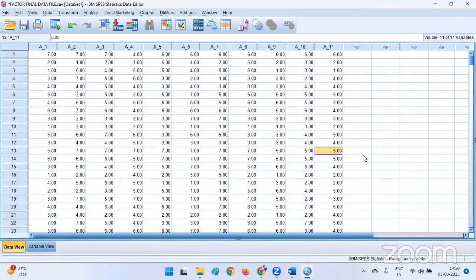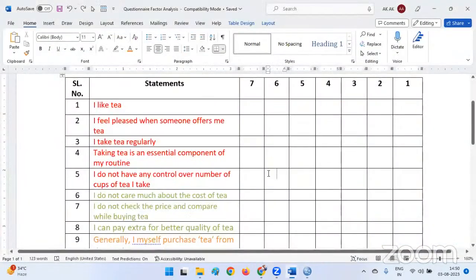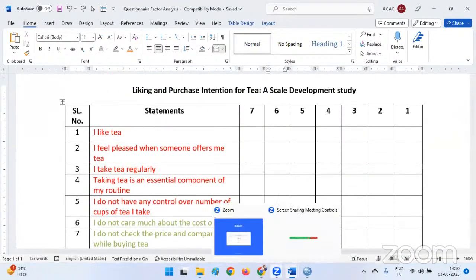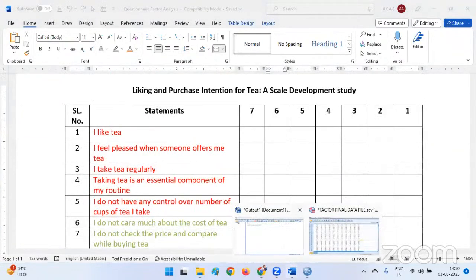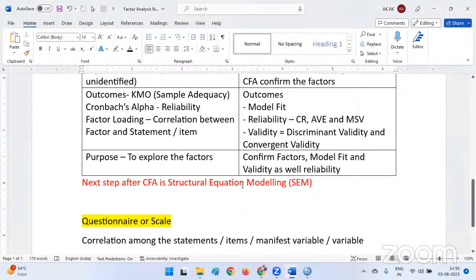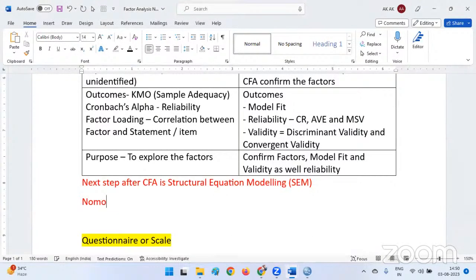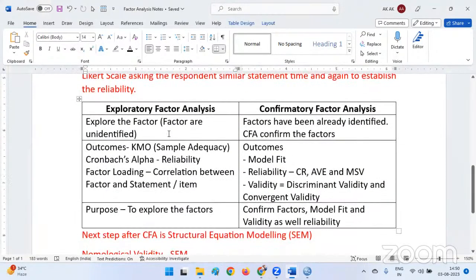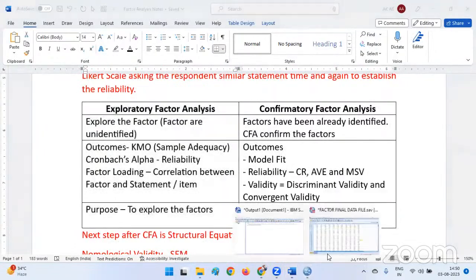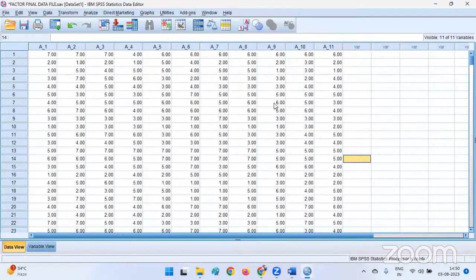Not only factor analysis, but for scale development we will have to apply factor analysis, confirmatory factor analysis, and structural equation modeling for nomological validity. Nomological validity is checked by SEM, structural equation modeling. But now I'm going back to EFA. We are studying only this. So let us apply EFA.